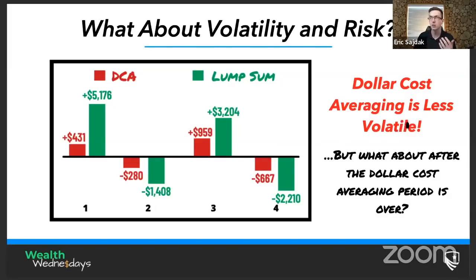So volatility 100% will be less in dollar cost averaging. But this is only for a short period of time. This is only over that dollar cost averaging period of time.